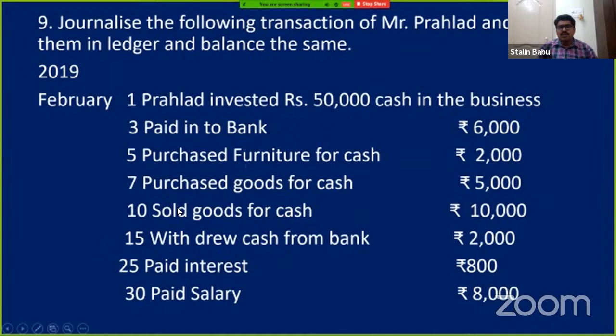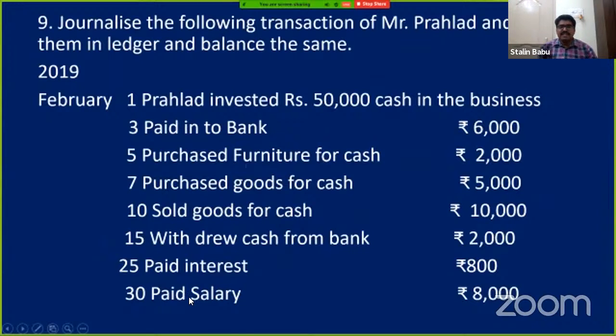On 10th, sold goods for cash. What is coming into the business? Cash. Sale is an income to the business. So the entry is cash account debit to sales account. On 15th, withdrew cash from bank. What is coming into the business? Cash. The entry is cash account debit to bank account. Paid interest. It is an expenditure. So the entry is interest account debit to cash account. Cash is going out of the business. Paid salaries. It is also an expenditure.